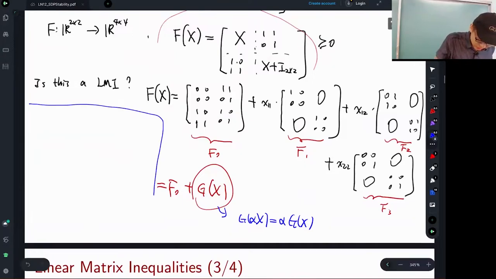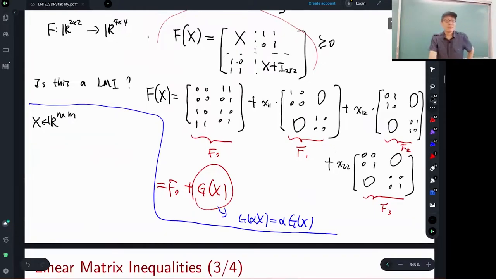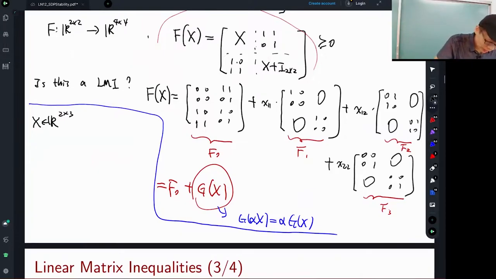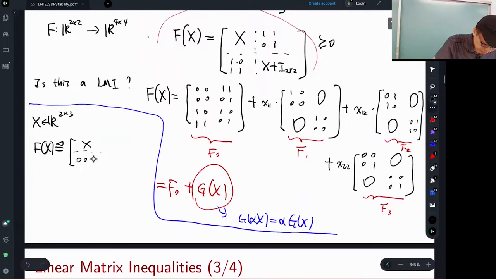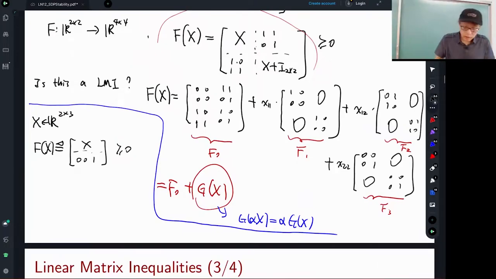Let me write it another way, give you a few more examples. Suppose X is in R N by M. Let's not use general terms. Let's say 2 by 3. Okay, it's not square anymore. So I define this F of X as X, which is 2 by 3, two rows, and 0, 0, 1. This is 3 by 3 now, right? So I say this guy is positive semi-definite. Is this a linear matrix inequality?